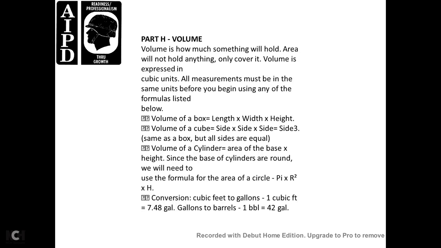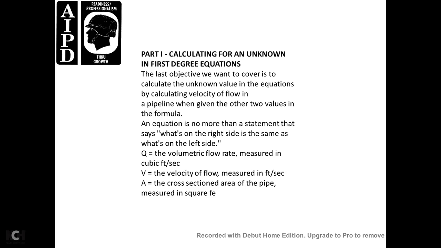Part H, volume. Volume is how much something can hold; area will not hold anything. Volume is measured in cubic units, and the units must be the same as the units used before. Volume of a box: length times width times height. Volume of a cube: side times side times side. Volume of a cylinder: area of the base times the height, where the base is a circle, so use pi times the radius squared. Conversions: 1 cubic foot is 7.48 gallons, and 1 barrel equals 42 gallons.